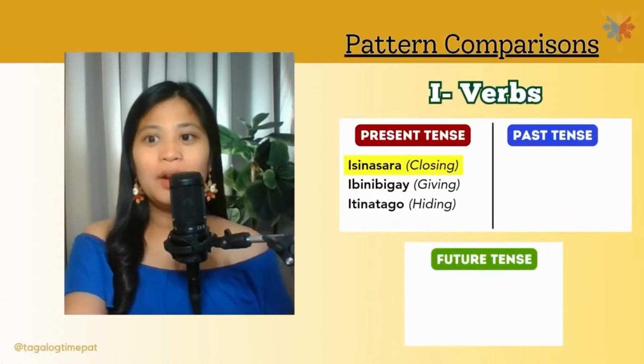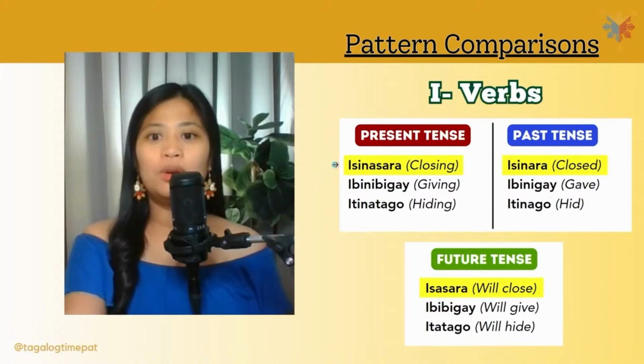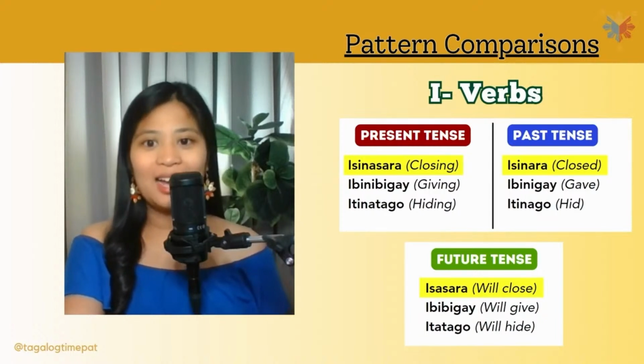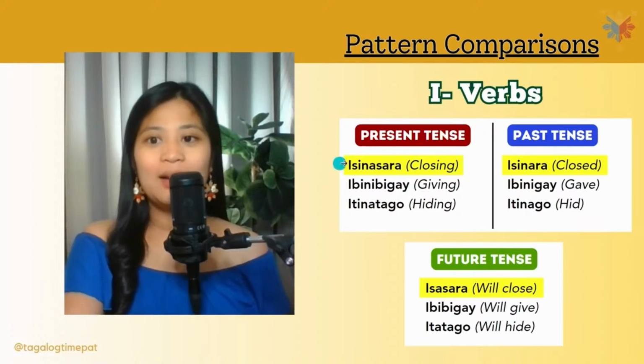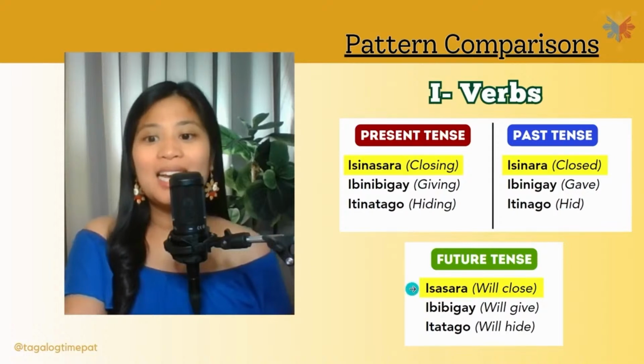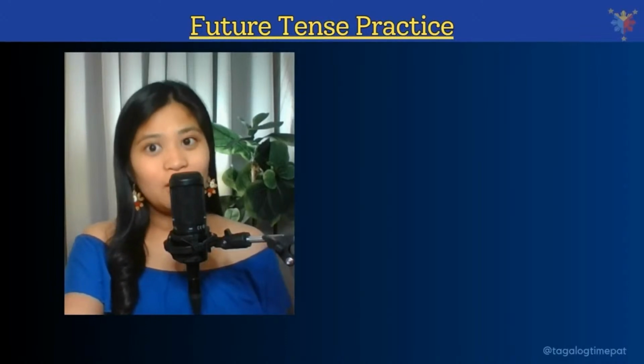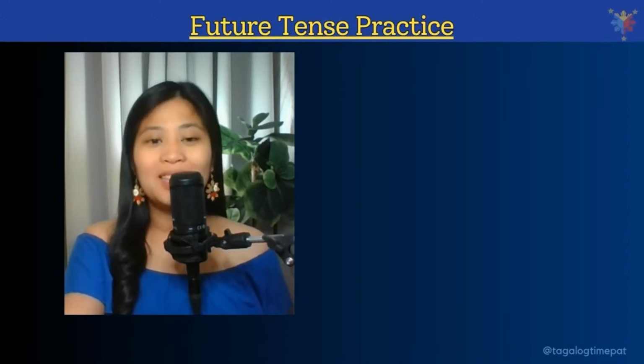Let's go ahead and compare all of these conjugation patterns for verbs. In the present tense, isara, to close, is isinasara. That means closing. Past tense, it's isinara, closed. And then in the future tense, it's isasara, will close. All right, so those are all of the future tense conjugation patterns for the verb types in Tagalog.